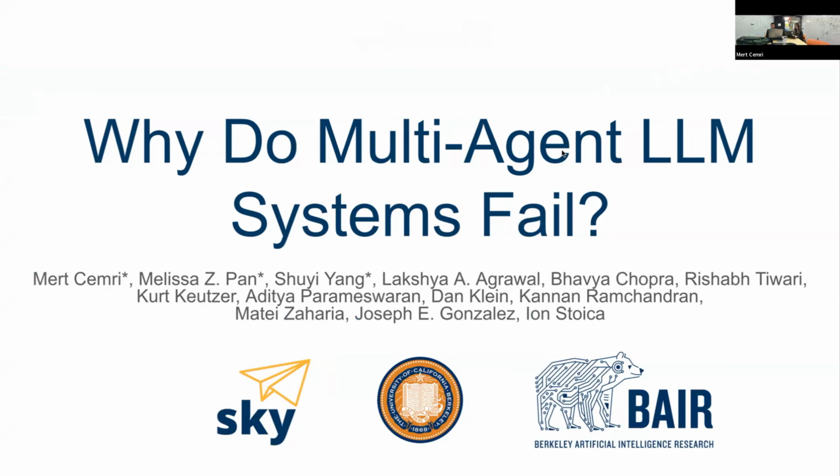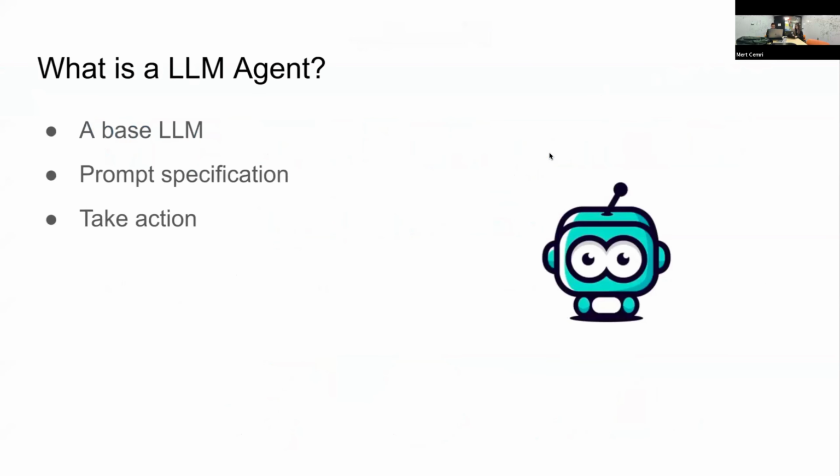So yes, this is a work about why do multi-agent systems fail. First, we should define what is an LLM agent before we go in and analyze what multi-agent LLMs are, right? When we have an LLM agent, what we really want is that it should have a base large language model. But when you think about it, what is a language model after all? It is simply a statistical machine that predicts the next token given the context.